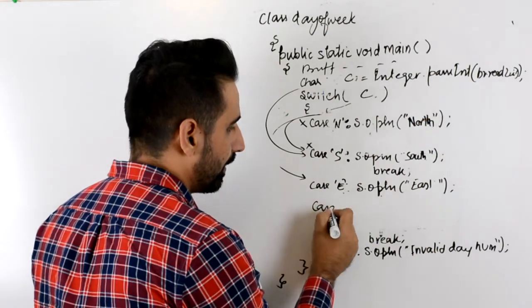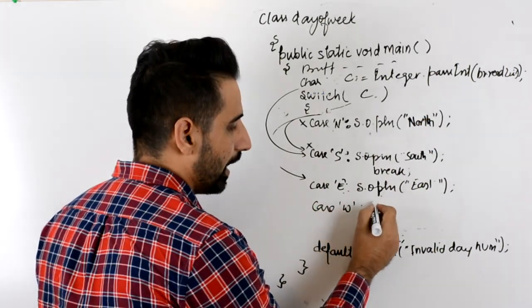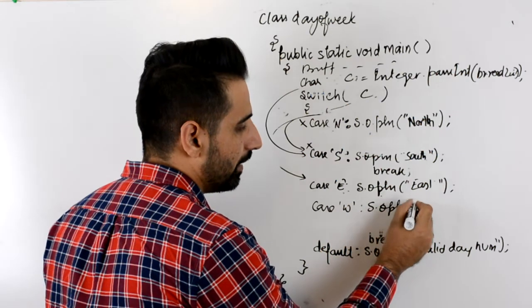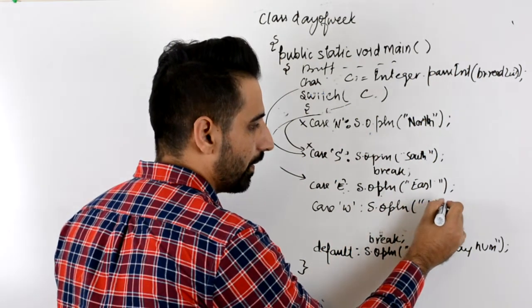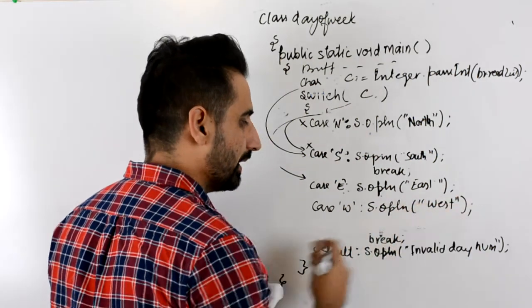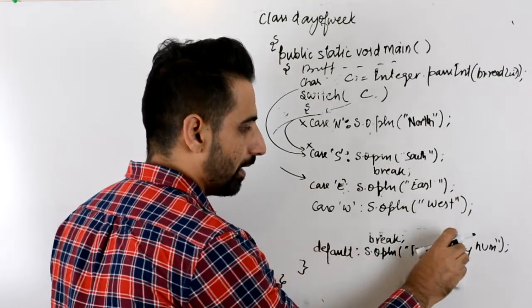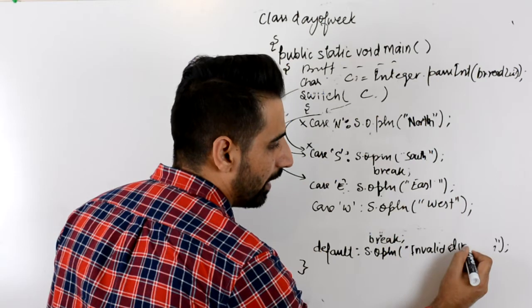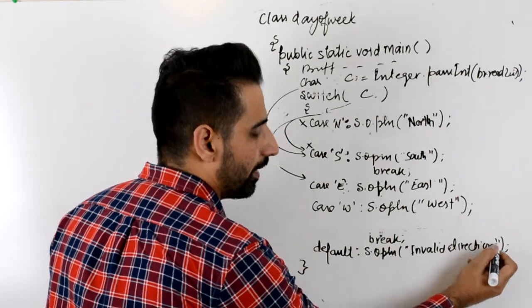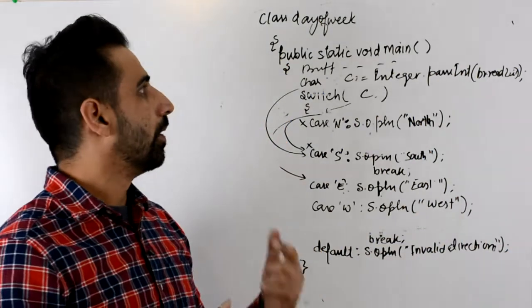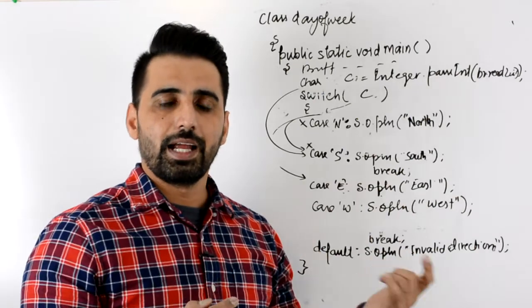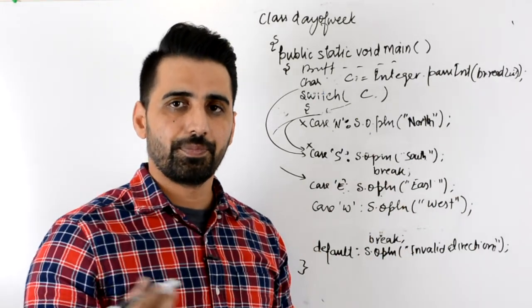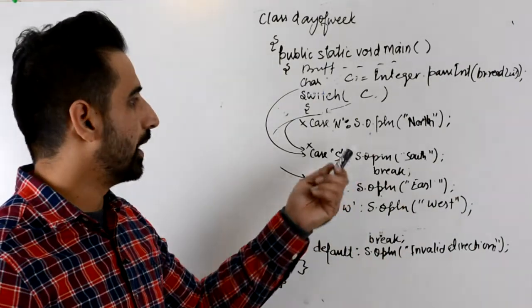Okay, and the last one we can have is case W, and that one is system.out.println. What will we write down here? West. And then break, and instead of invalid day number, we write invalid direction. And that's a program to check whether the user enters N, E, W or S, so it will print accordingly whatever the direction is.